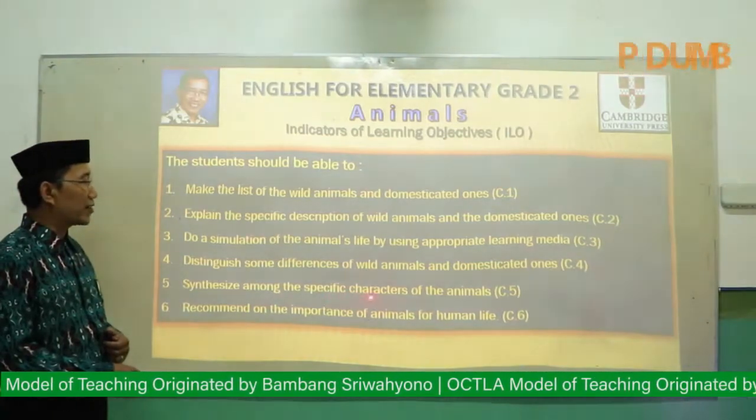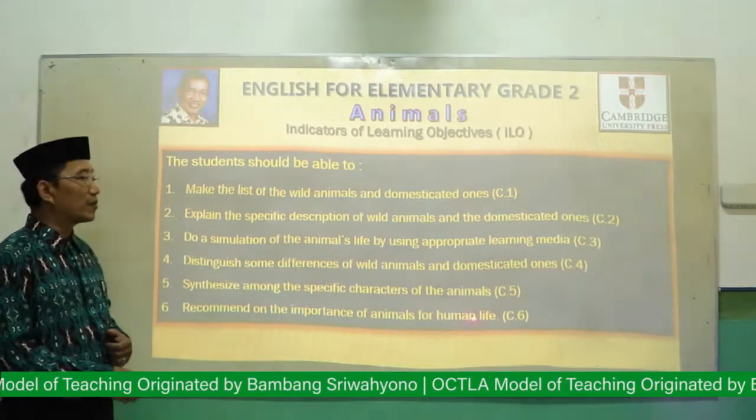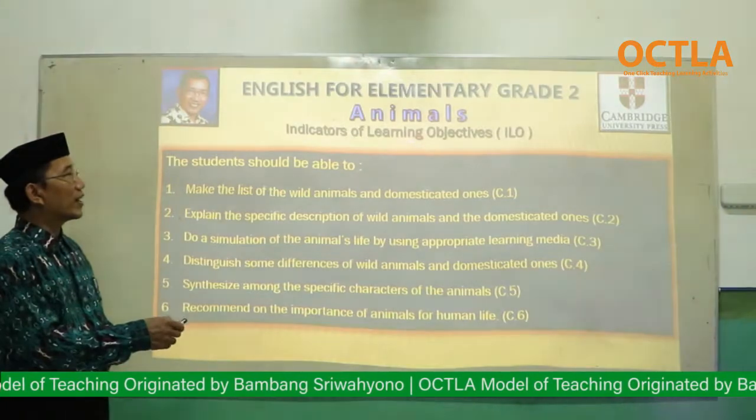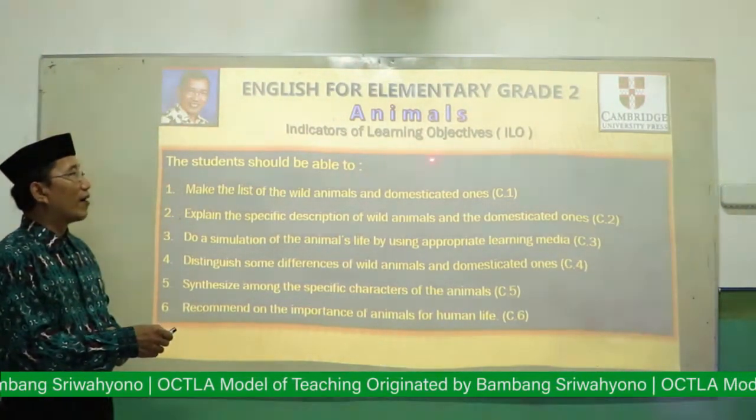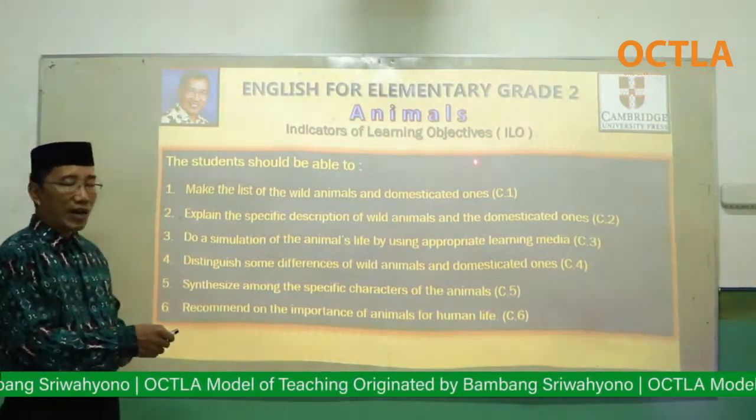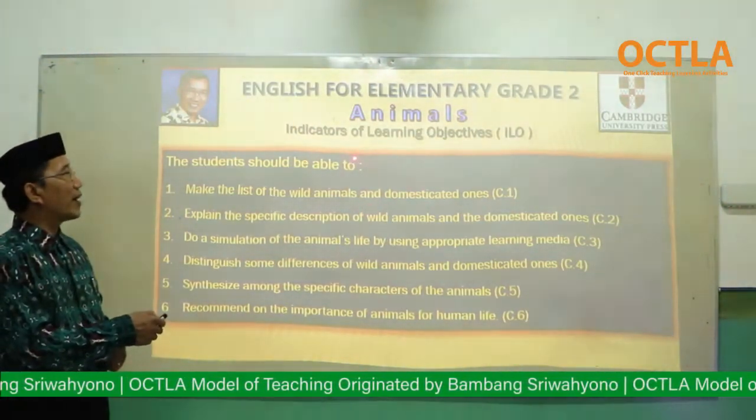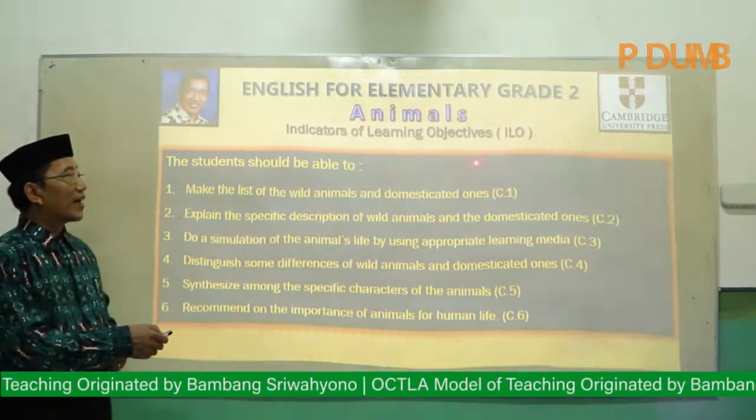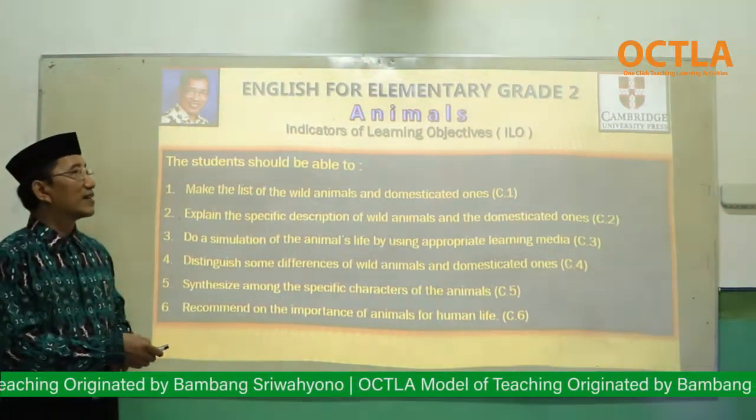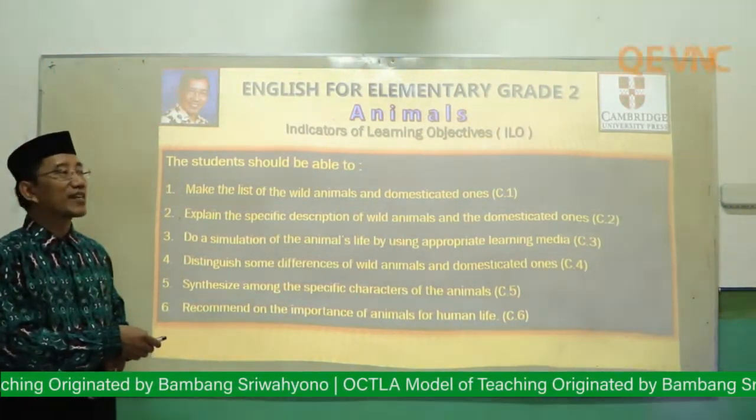Synthesize among the specific characters of the animals. And the last one, recommend the importance of animals for human life. So these are called indicators of learning objectives. This is the target and also the objectives of learning activities for our students. After you explain about the learning objectives and you feel that it's enough, one click to start and one click to finish. If you want to finish, just one click.